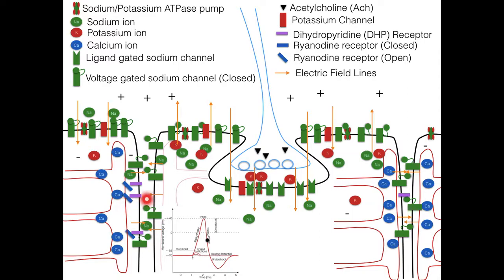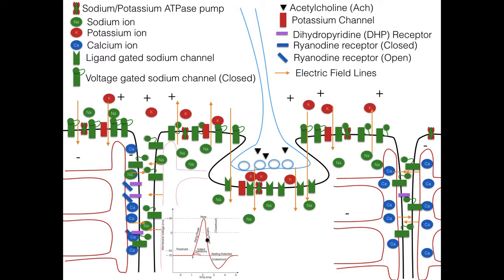And when this ryanodine is open, that allows calcium to flow out. And at this point, we've had a lot of potassium that's been flowing outside of the cell. So more potassium flows out, and that's going to cause all of the rest of the voltage-gated ion channels to close.